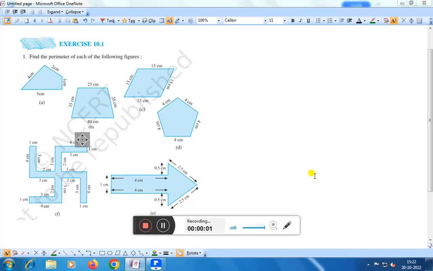Hello friends, today we shall discuss exercise 10.1 question number 1. Find the perimeter of each of the following figures. We know that perimeter means the sum of all the sides, right? That is, in figure A, if we add all the sides, that is 5 plus 1 plus 2 plus 4, then we get the perimeter of this figure A, right? Here we are finding the perimeter of A.